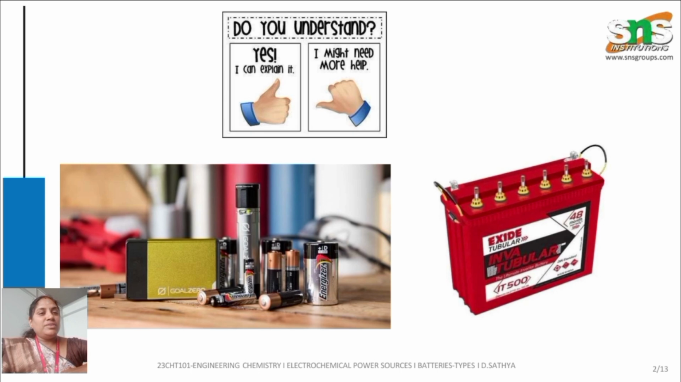Do you understand what the batteries in the two pictures are? In the first picture, we have some small batteries, which we use in our clocks, toys, TV remotes and so on. The next one is the UPS battery. So what is the type of battery, and what chemical reactions are involved in these batteries? We are going to discuss that here. So this is the introduction to batteries.